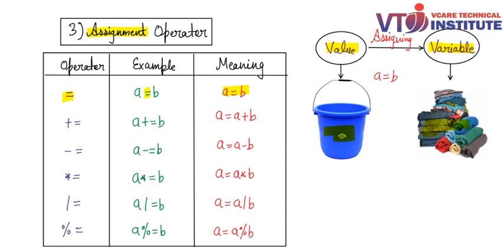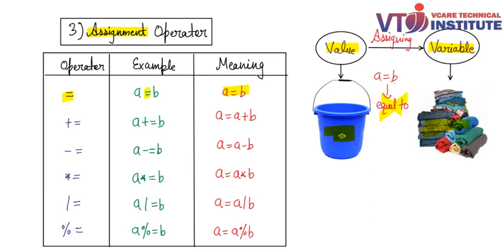In programming, we are declaring that a equals b, which means that we are assigning these variables. We are not equating the variables. This is not equal to, as we have done in mathematics. This is assignment.